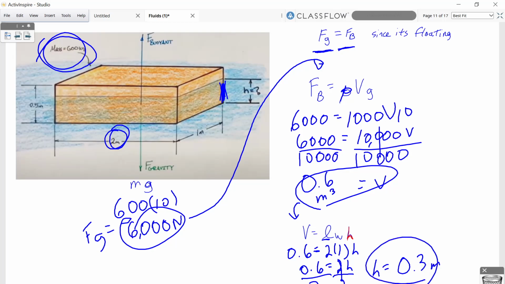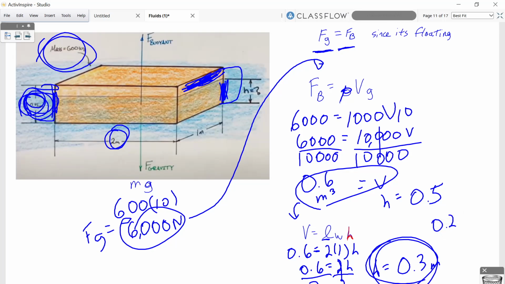So that's how much is submerged in water, right? Now, if we wanted to know the total, well, the total is right here. That's the total height. If we want to know how much is above the water, then that's simple. We're just getting the height, which is 0.5. That's our total height, and we subtract it from this guy right here. So 0.2 is above water. Okay. Let's try another example.